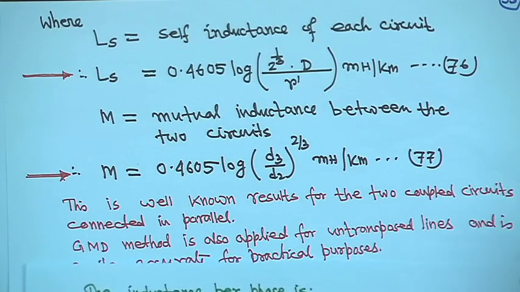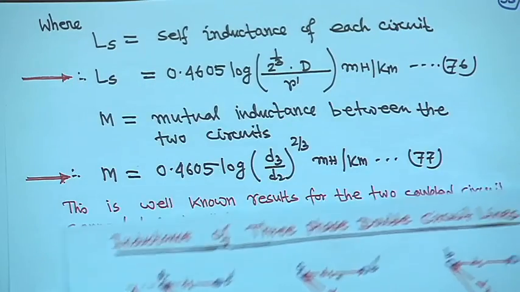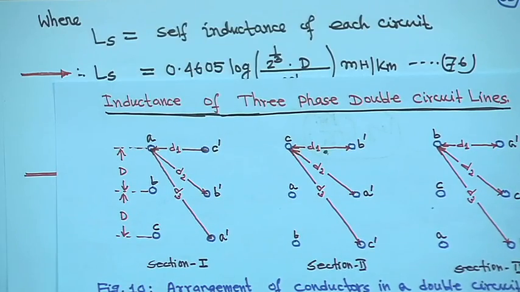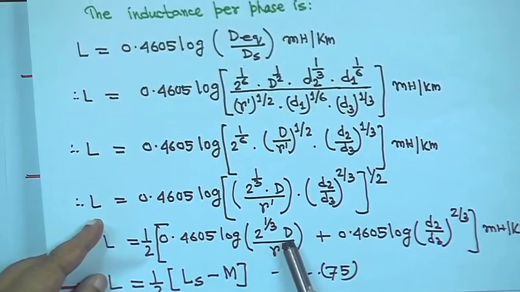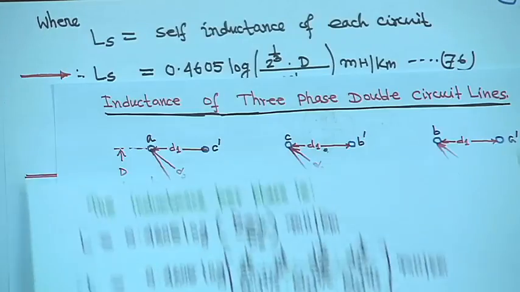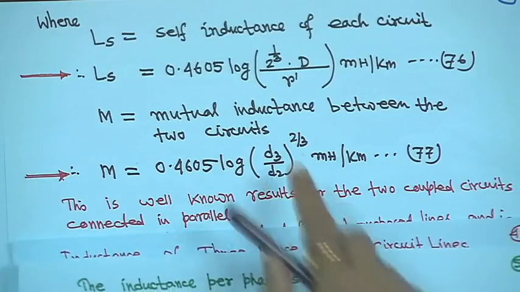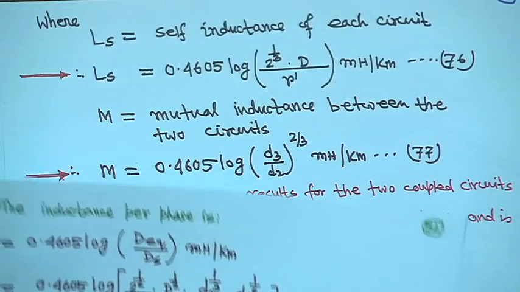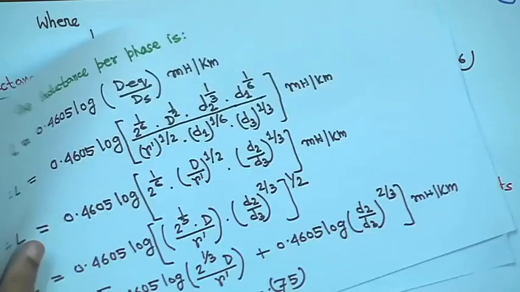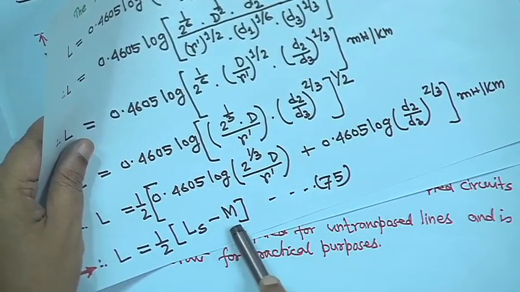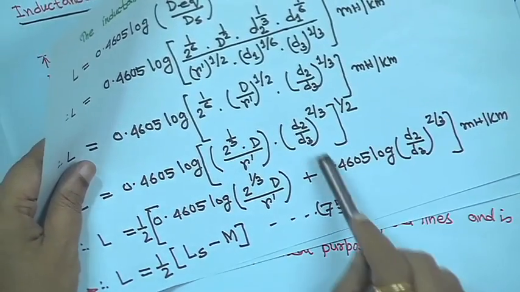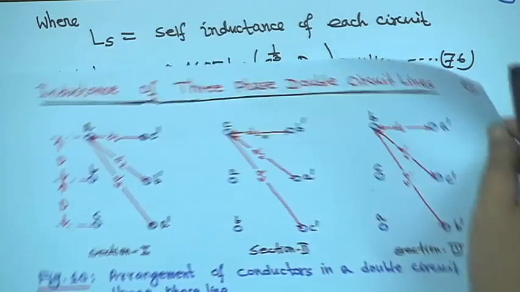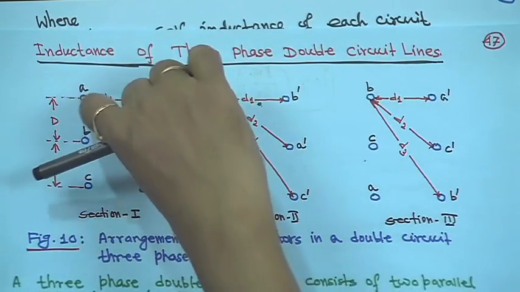If you look at the configuration, we are calling the first term the self inductance, and this is the mutual between the two circuits. This is true because look at the expression d2 upon d3. Mutual is because of the minus sign; we have taken Ls minus M, so in this expression it is d3 upon d2 to the power 2/3.